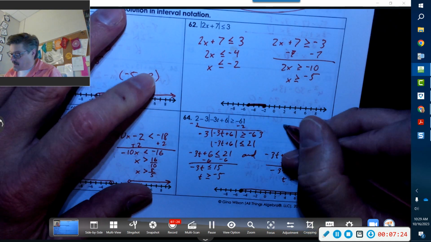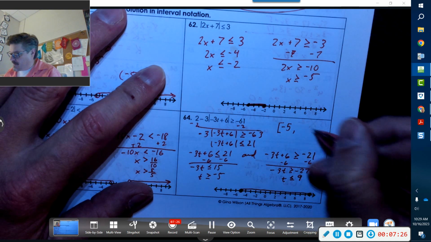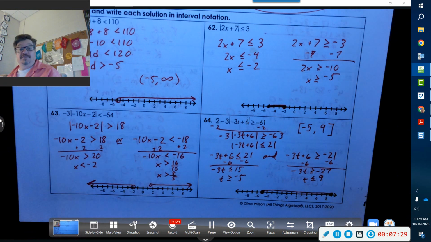But also, this is also an answer. You could go negative 5 and positive 9. That's also the same thing.